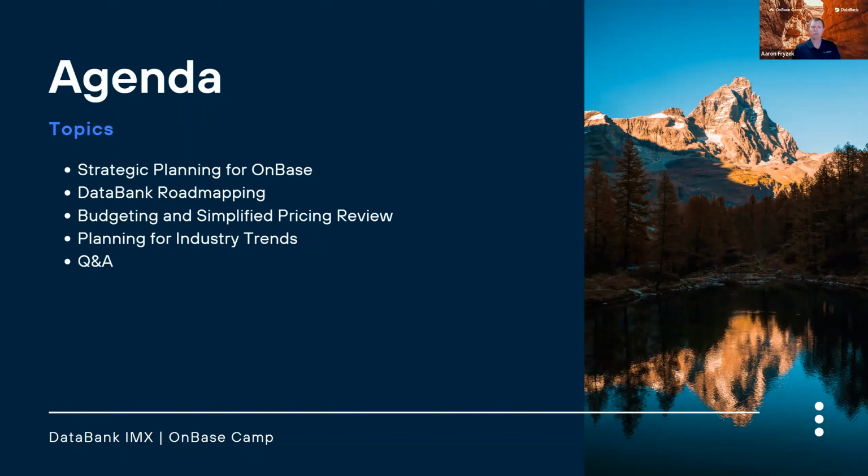After that, we'll take a look at DataBank's road mapping. We've got some initiatives with DataBank that we're rolling out as far as road mapping in general. We'll discuss some budgeting items, certainly a fun topic for everyone, but something that comes up as we're looking at road mapping. And we want to talk a little bit about simplified pricing, and then touch, as Andy mentioned, on some industry trends with enterprise pricing.